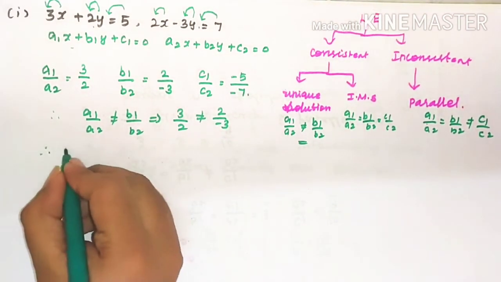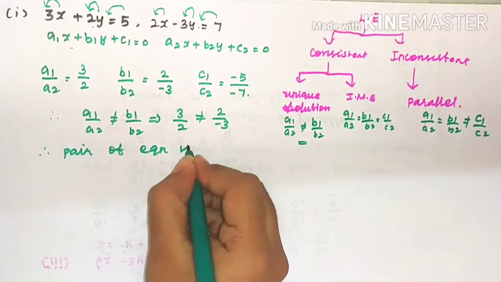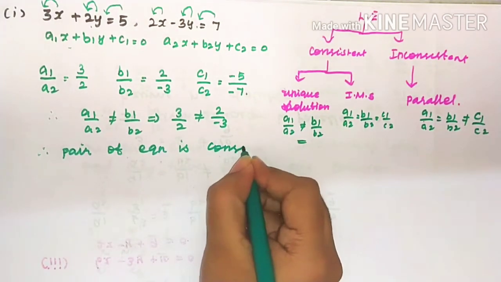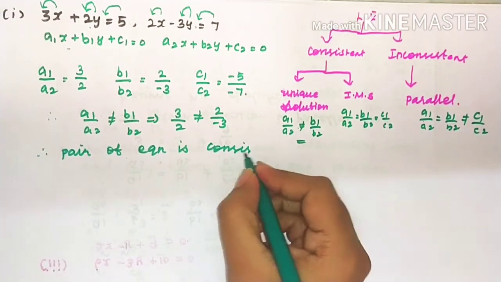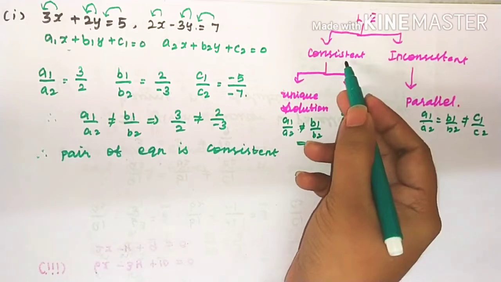Therefore the pair of equations is consistent, because we get a unique solution, so we can say it is consistent. A unique solution is also consistent.